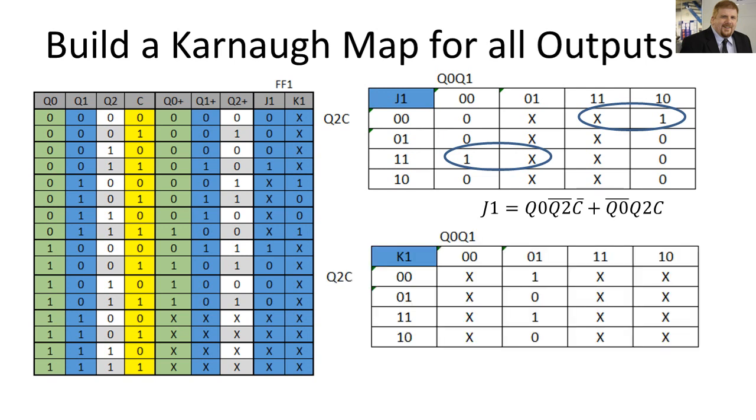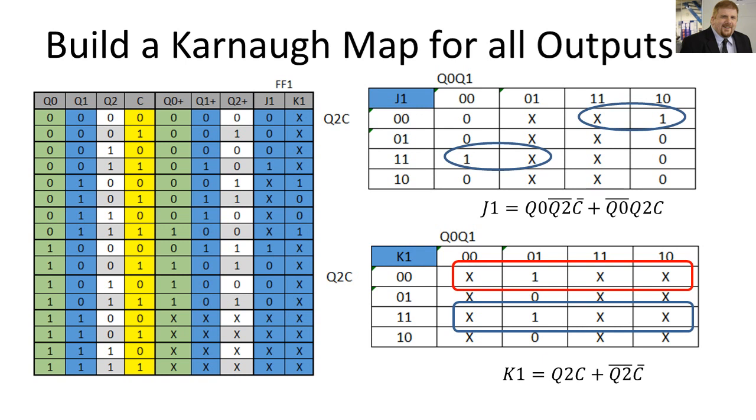If we look at K1, we have two loops again, but we can get two loops of four. So we can get a loop there, and we can get a loop there, which I've drawn in like that. If we loop four, two terms disappear, and in fact this one is, I think, the same as we did last time. So this is not Q2 and not C. This one is Q2 and C, and Q0 and Q1 disappear from both, because if you look, there is a 0 and a 1 transition for both terms somewhere within that loop. So we're left with K1 being Q2 C, or not Q2, not C.